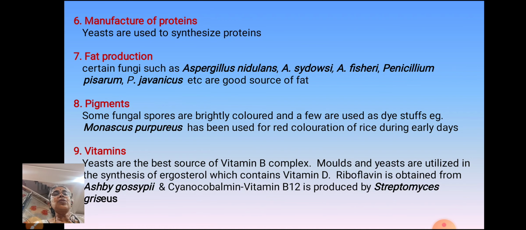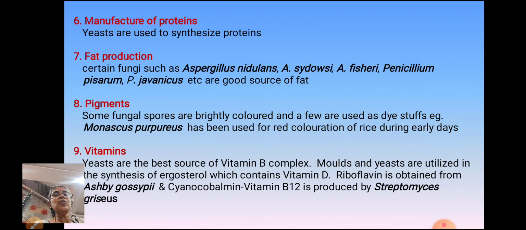Yeasts are also used to synthesize proteins. Certain fungi such as Aspergillus nidulans, Aspergillus sydowi, Fisheri, Pisarum, Javanicus, etc. are used as a good source of fat. Some fungal spores are brightly colored and a few are used as dyestuffs. For example, Monascus purpureus has been used for red coloration of rice during early days.